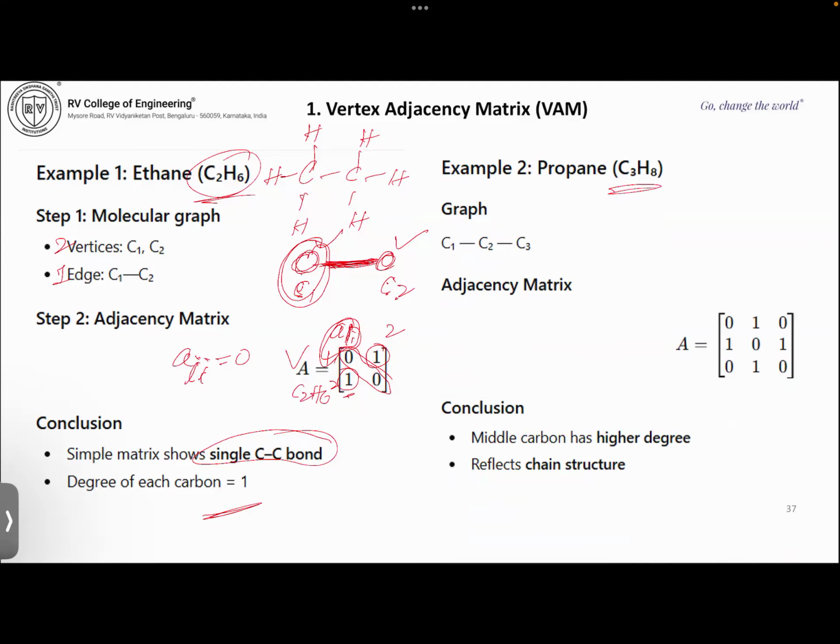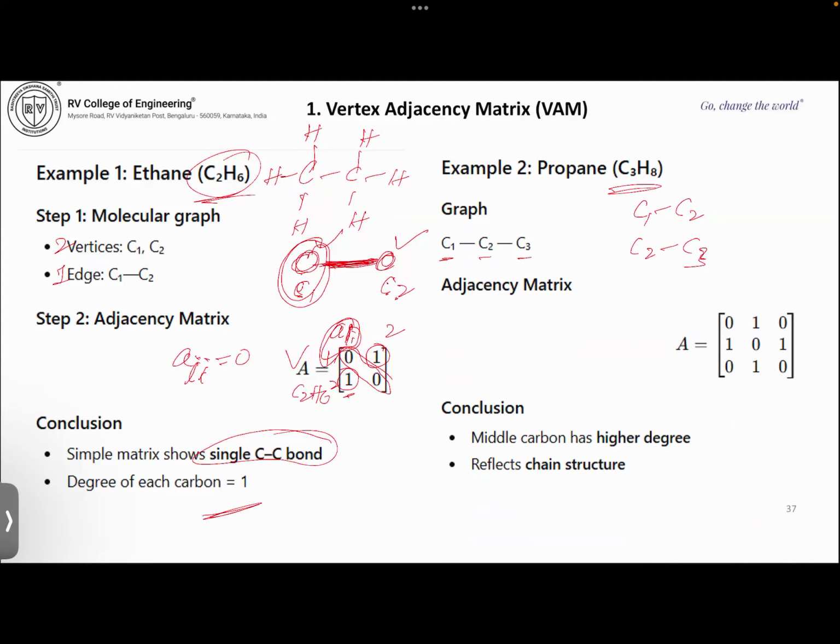Next, let us look at propane, C3H8. You can write it like this: C1, C2, C3. So how many vertices? There are 3 vertices and 2 edges. So C1-C2 and C2-C3. So these are the edges.